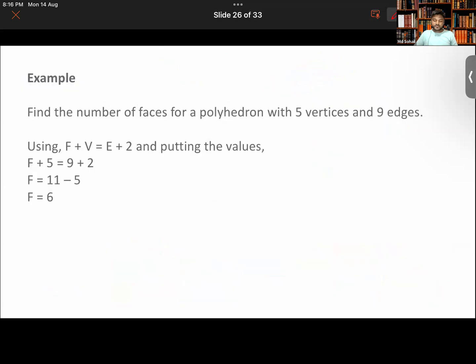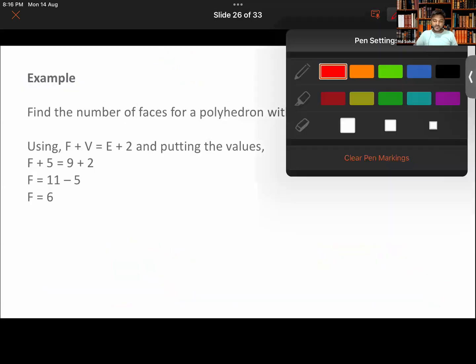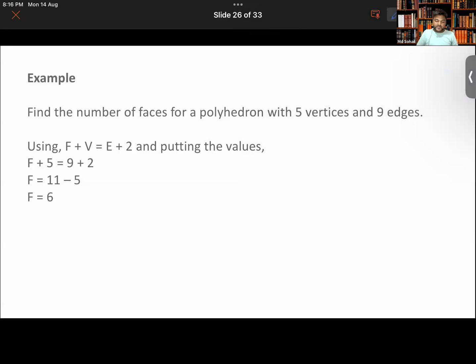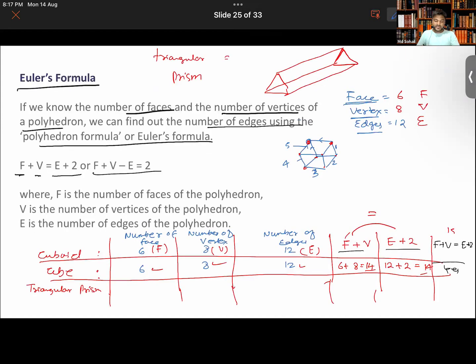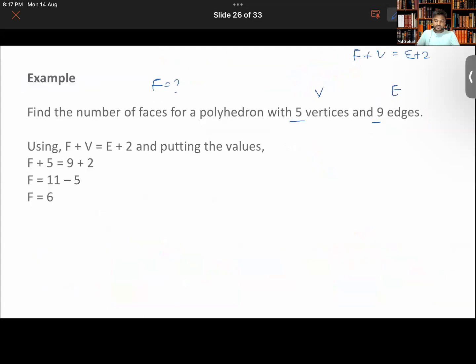So let's solve a question here. Take this example: the number of faces for a polyhedron with 5 vertex and 9 edges. So here vertex, that is V, is given, edge is given. We are required to find the number of faces, that is F equals to how much. You are already aware of the formula. Formula is basically F plus V equals to E plus 2. That can be written otherwise as well, like this: F plus V minus E equals to 2.